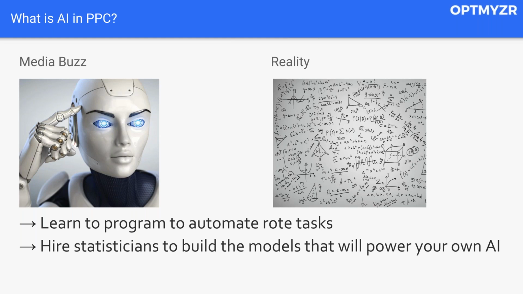The way the media often portrays it is it can do all parts of AdWords management. So it's going to go manage your budgets, it's going to go manage your bids, it's going to find new keywords, it's going to manage your ad text. That's sort of how the media often portrays automations.